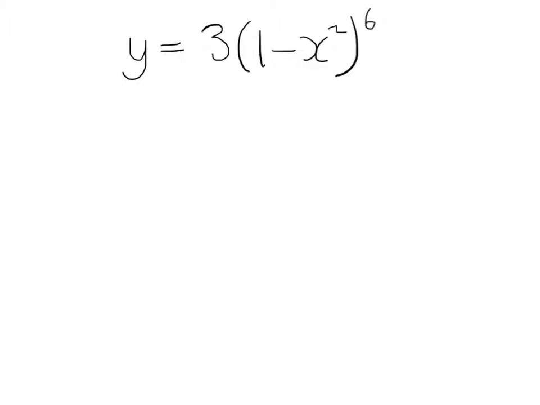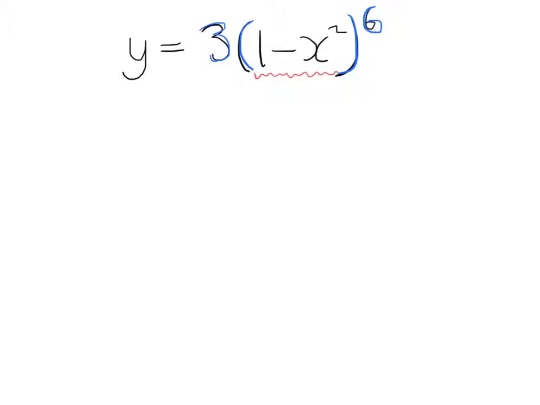Here's another example. So let's try and identify which bits are the mum and which bits are the baby. So the baby is always going to be the bit inside. So the bit inside for us is the bit in the brackets. So the baby is 1 minus x squared. And that means the mum must be 3 and then whatever it is to the power of 6.